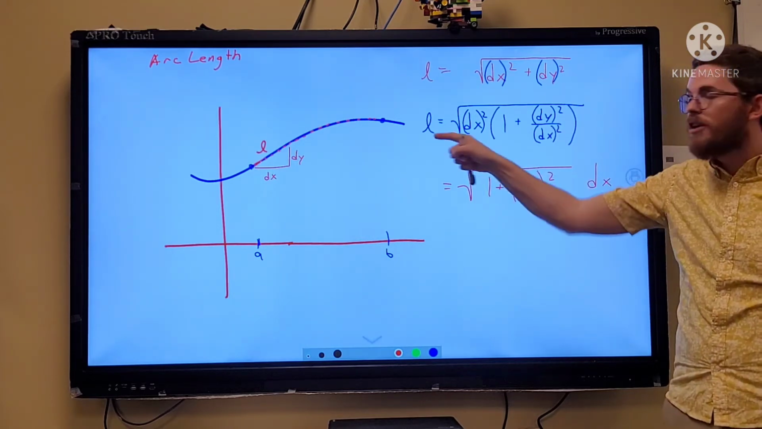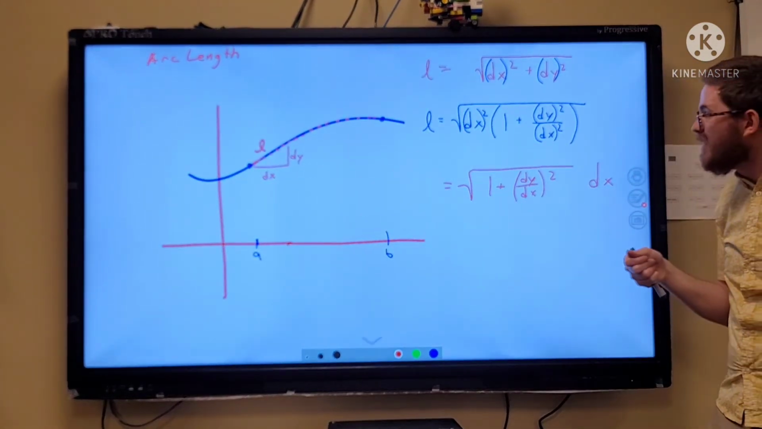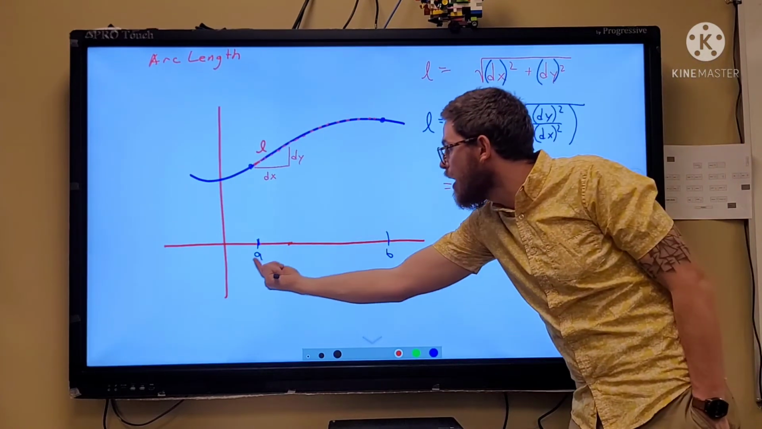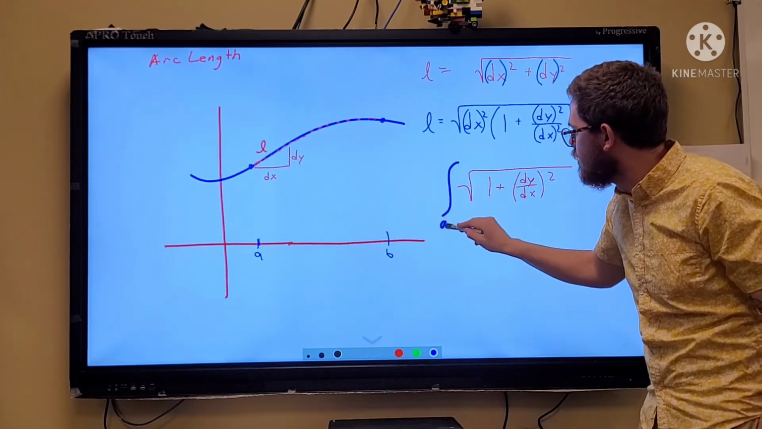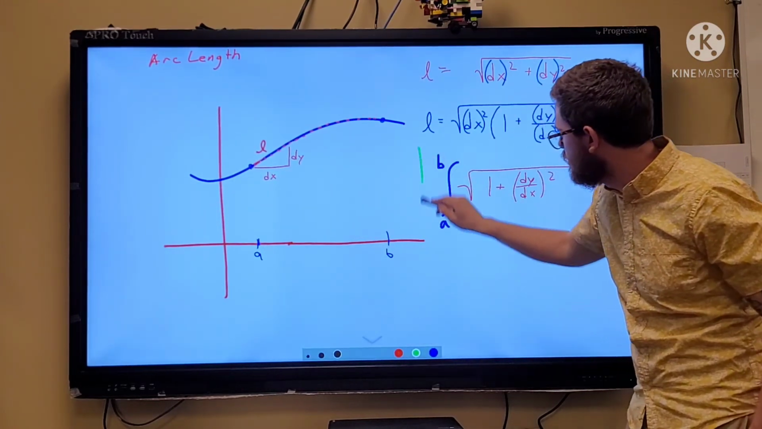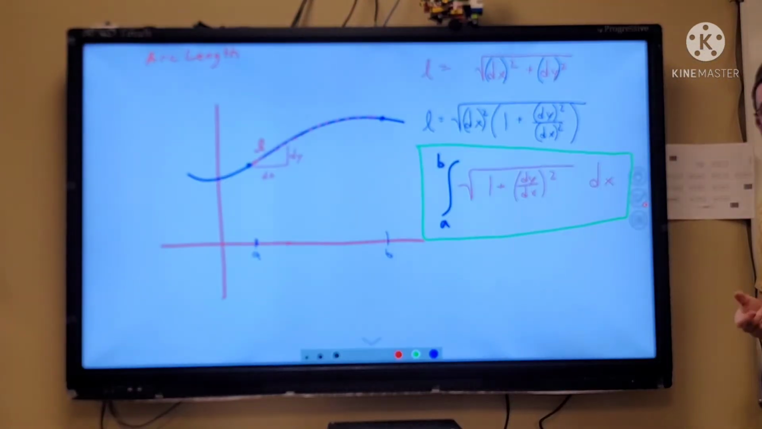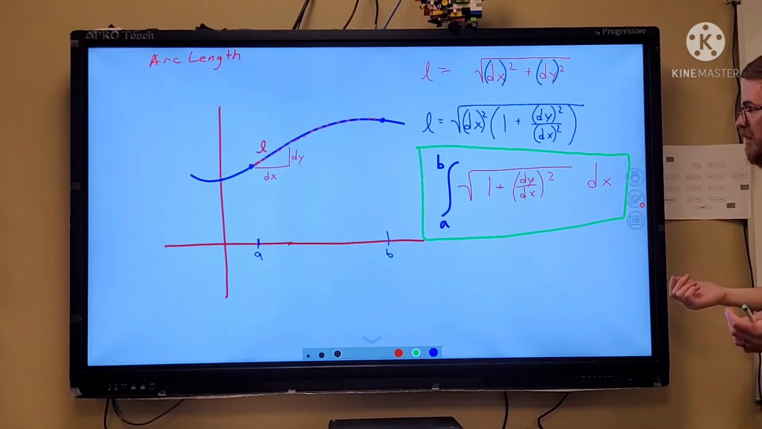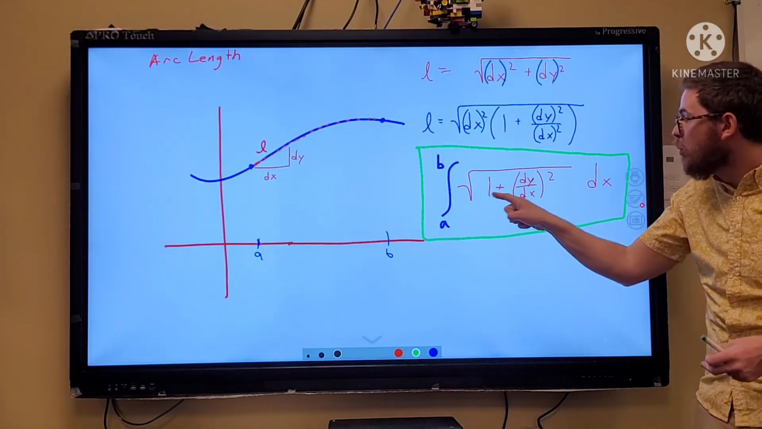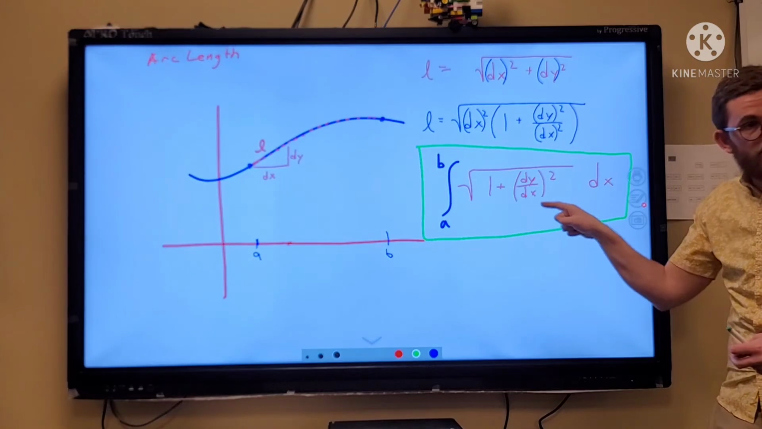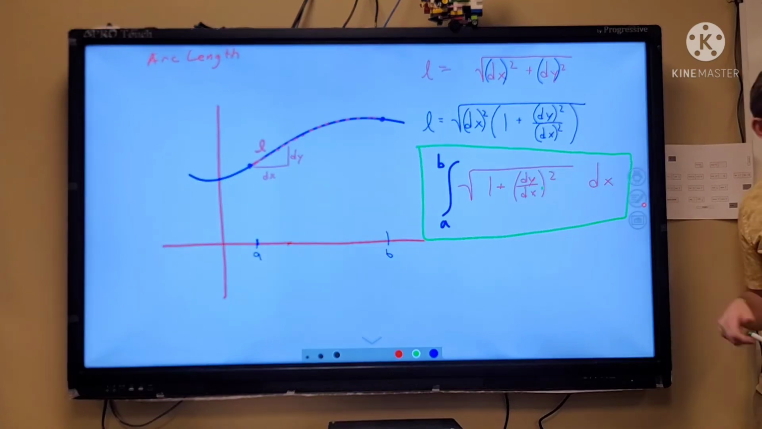This is representing our length at any moment. At any moment we wanted to worry about it, we could find the length. But what do we want? We want the length from A to B. Those are x values. So we're going to integrate this from A to B. And here's our formula to find the length of a curve from A to B. We're integrating from A to B the square root of 1 plus the derivative of y with respect to x squared, and we're taking our integral with respect to x.